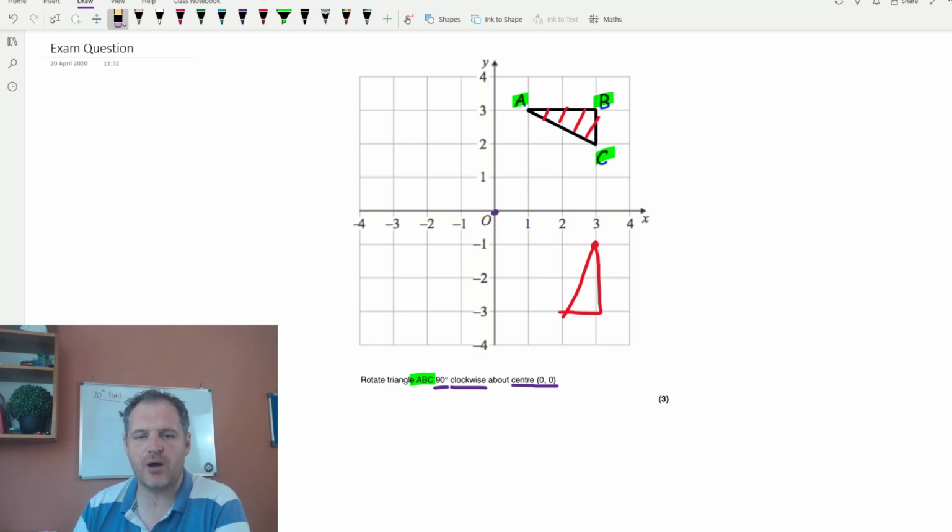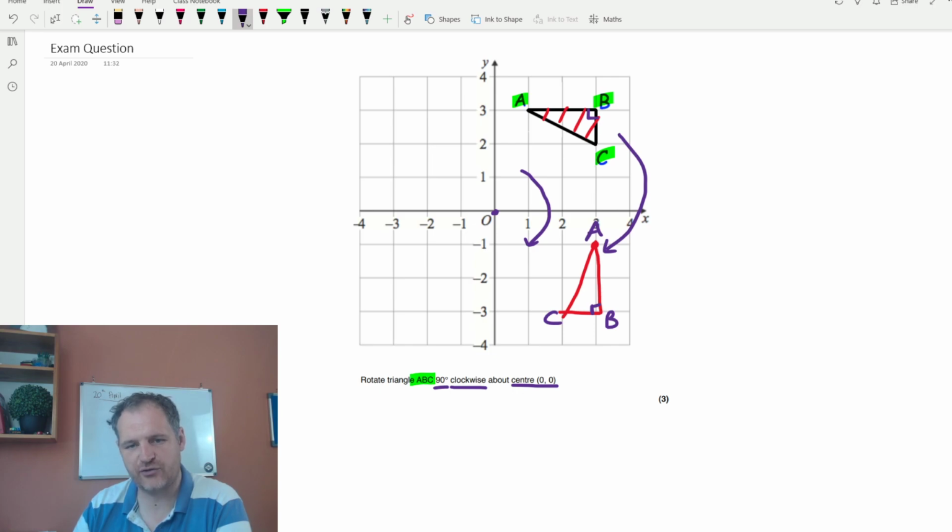We can even mark on A has moved to here, B has moved to here, and C has moved to here. So we've actually rotated the entire shape and the letters have come with it. We can see everything has come round this direction around this point. So this central point stays in the same place.